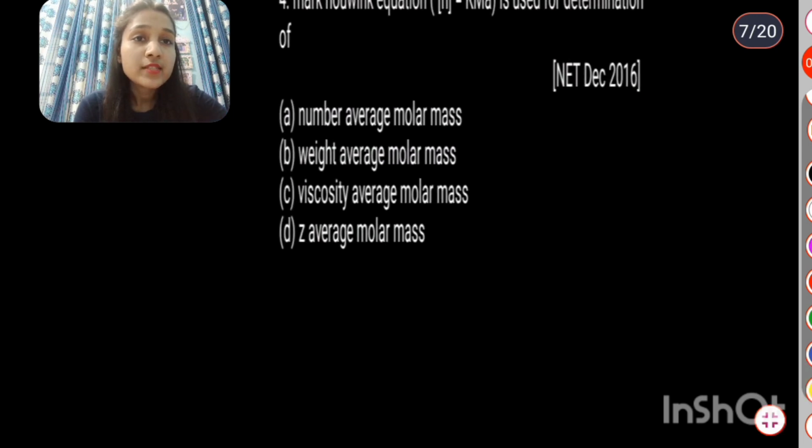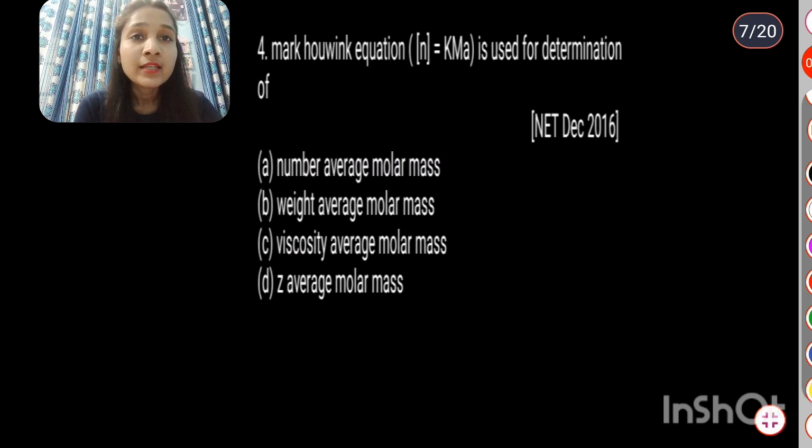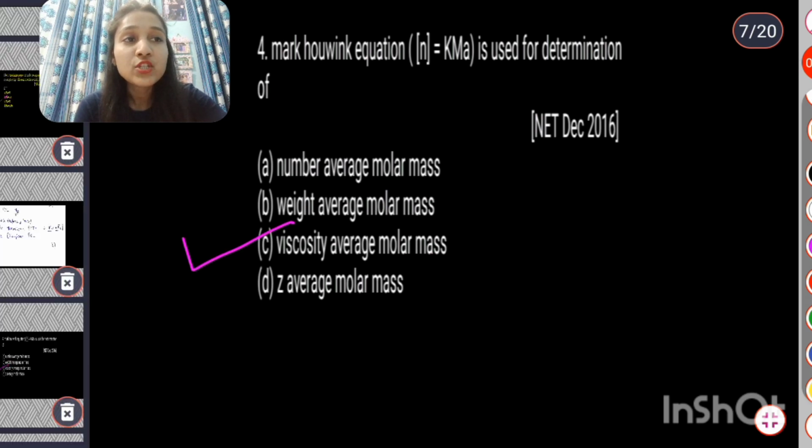Next question is, the Mark-Houwink equation, intrinsic viscosity is equal to KM^a, is used for the determination of. So the Mark-Houwink equation is basically used to find the viscosity average molar mass. So you have to learn this, that the Mark-Houwink equation is used for the determination of viscosity average molar mass. So the correct answer is answer number C, viscosity average molar mass.